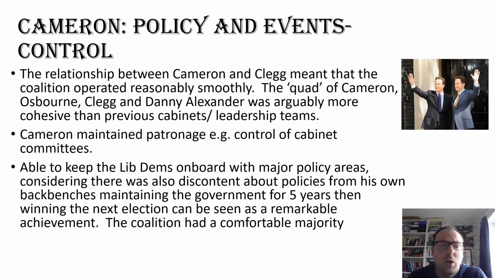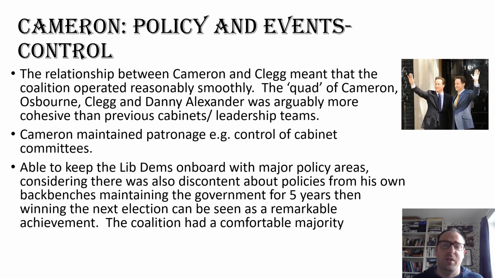So, areas of control. Well, there was this relationship between Cameron and Clegg, which meant that they were able to operate the coalition fairly smoothly. Now, politically, ideologically, they weren't actually miles apart. Clegg coming from what's known as the Orange Book element of the Liberal Democrats, Cameron coming from the more liberal progressive form of the Conservative Party. There were actually some ideological crossovers between the two, and the government was run essentially by what was known as the Quad, and the Quad was made up of Cameron, Osborne, Clegg, and Danny Alexander.